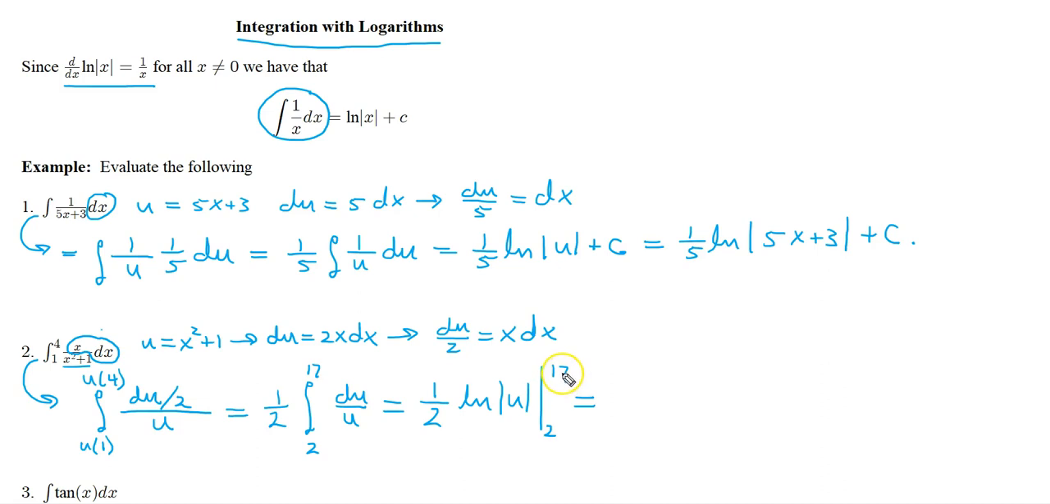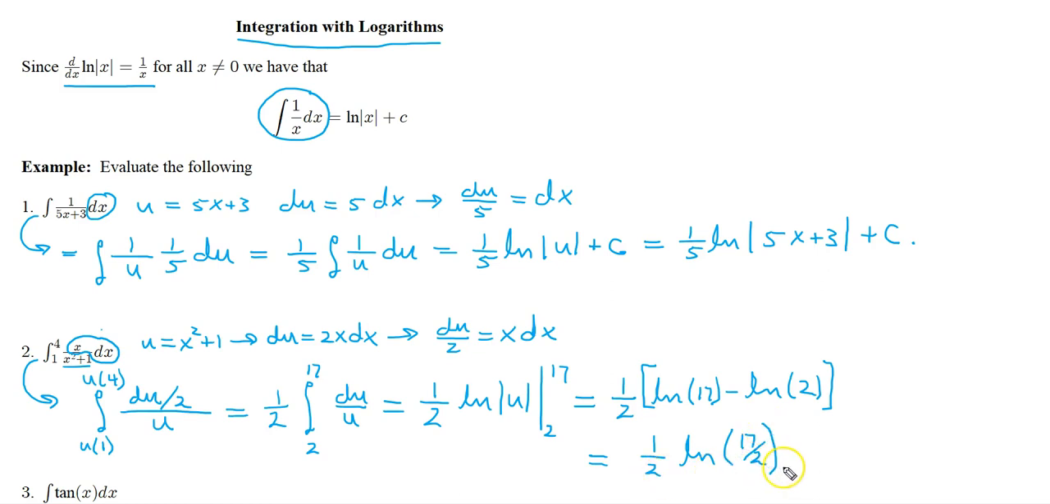And now substituting in 17 and 2 and subtracting, we get... and using properties of the natural logarithm, we can simplify this as... and so there's our answer. So this definite integral evaluates out to 1 half times the natural log of 17 halves.